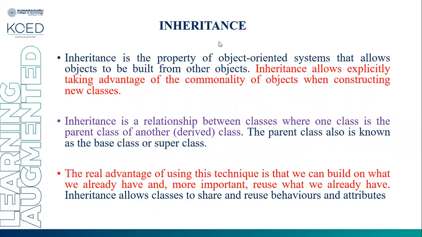Next, we are going to discuss an important relationship that is known as the inheritance relationship. The relationship between superclass and subclass is an inheritance relationship. Why is it inheritance? Because the subclass inherits from the superclass. Inheritance is a property of the object-oriented system that allows an object to be built from another object. Inheritance allows explicitly taking advantage of the commonality of objects when constructing a new class. Inheritance is a relationship between classes where one class is a parent class of another class.